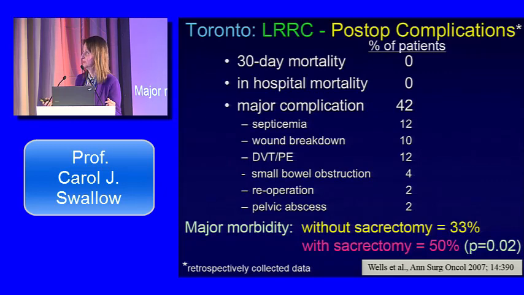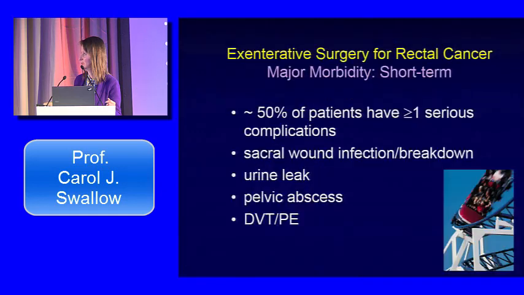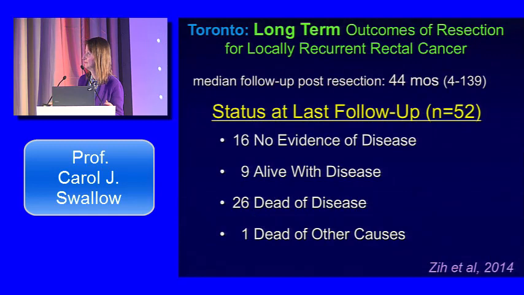The postoperative complication rate is shown here. We didn't have any patients die postoperatively, but 42% had a major complication, as shown here. The rate was higher with sacrectomy than without sacrectomy, as you might anticipate. So this is in keeping with the general literature. I usually tell patients that all of them will have a complication of some type, and about half have at least one serious complication. Sacral wound breakdown, urine leak, pelvic abscess, DVT-PE, these tend to be among the top five.